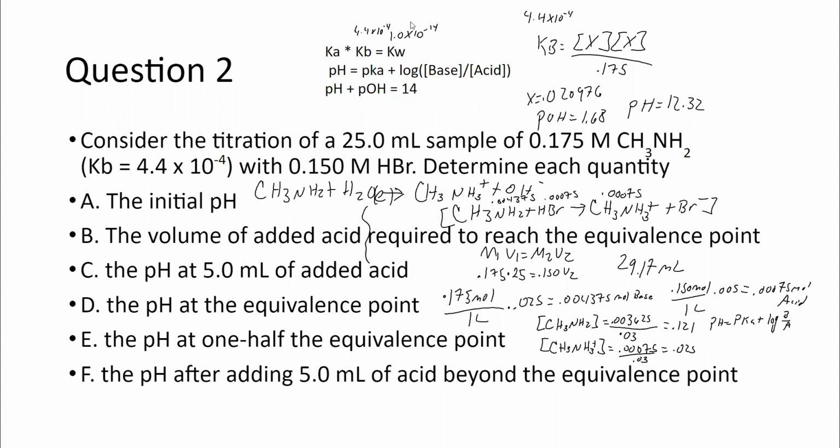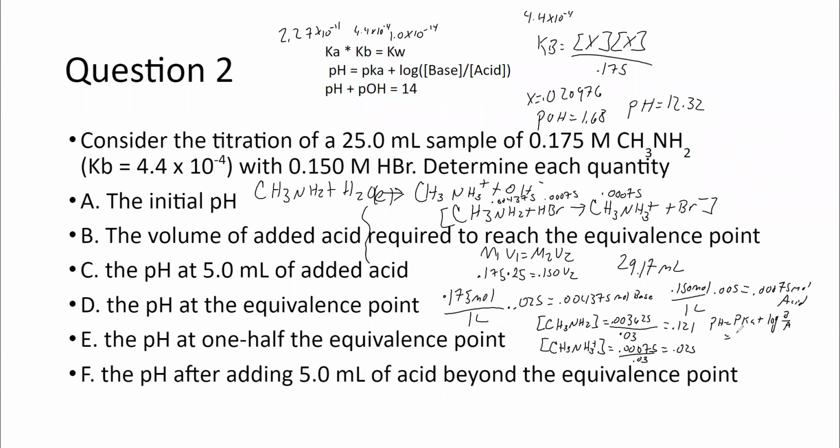So my Ka is 2.27 times 10 to the minus 11. But I want that as my pKa, not my Ka. So I just do minus log that. So my pKa is 10.64.